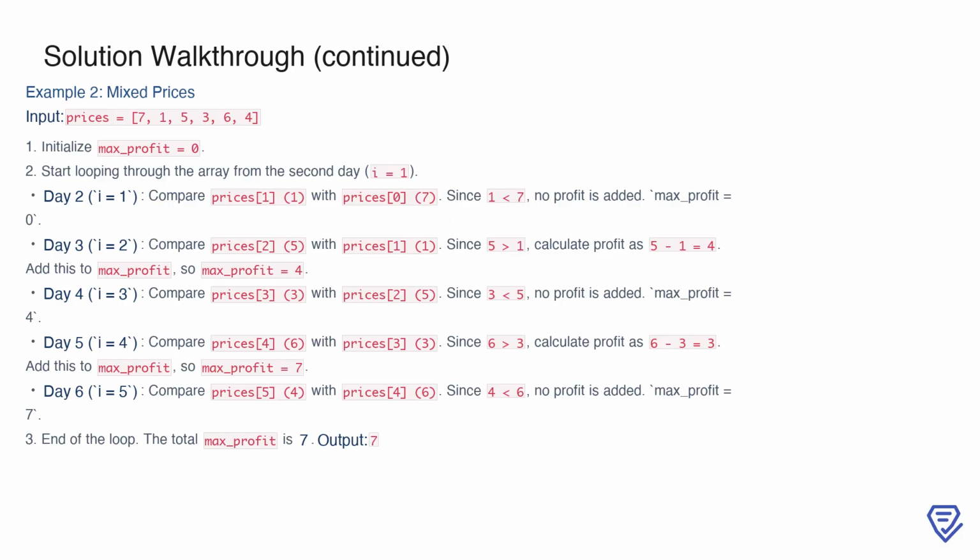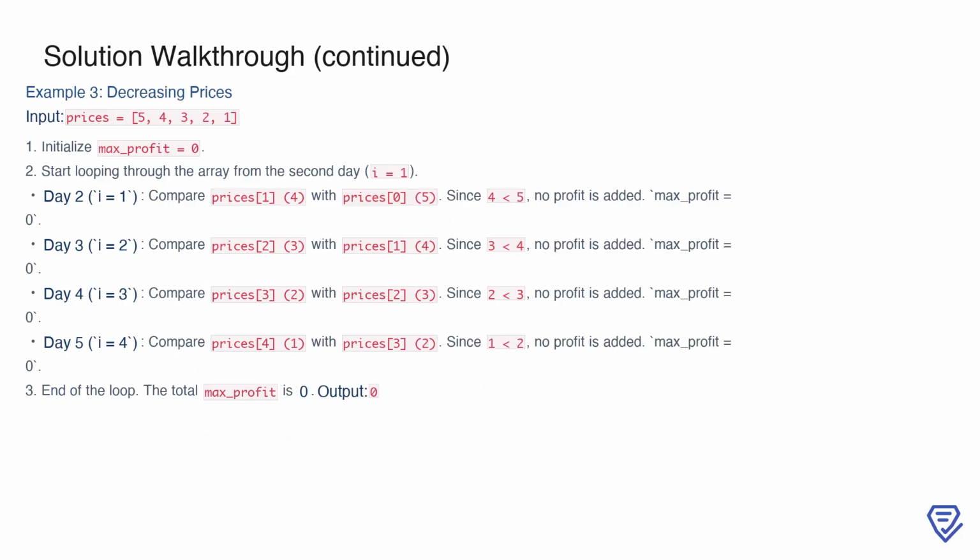Finally, on day 6, prices[5] is 4 and prices[4] is 6. Since 4 is less than 6, no profit is added, leaving max_profit at 7. At the end of the loop, the total max_profit is 7, which is the output for this example.